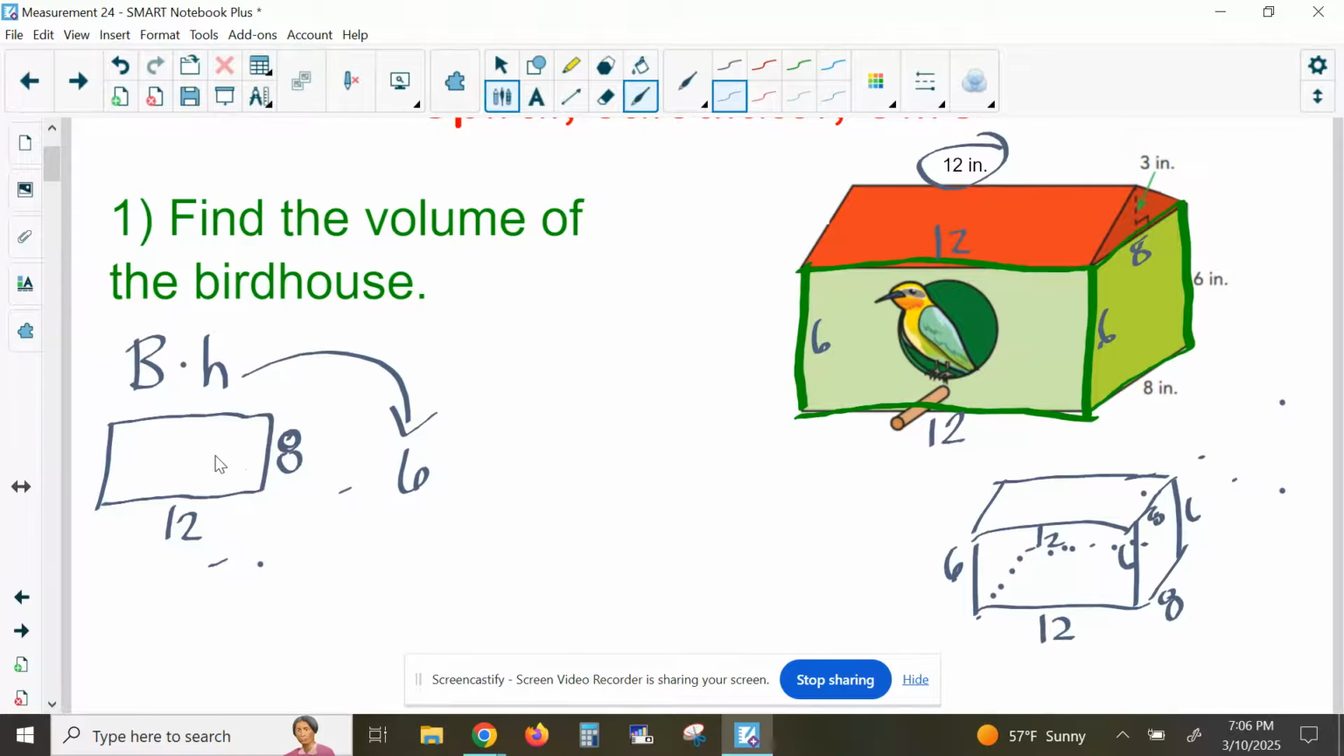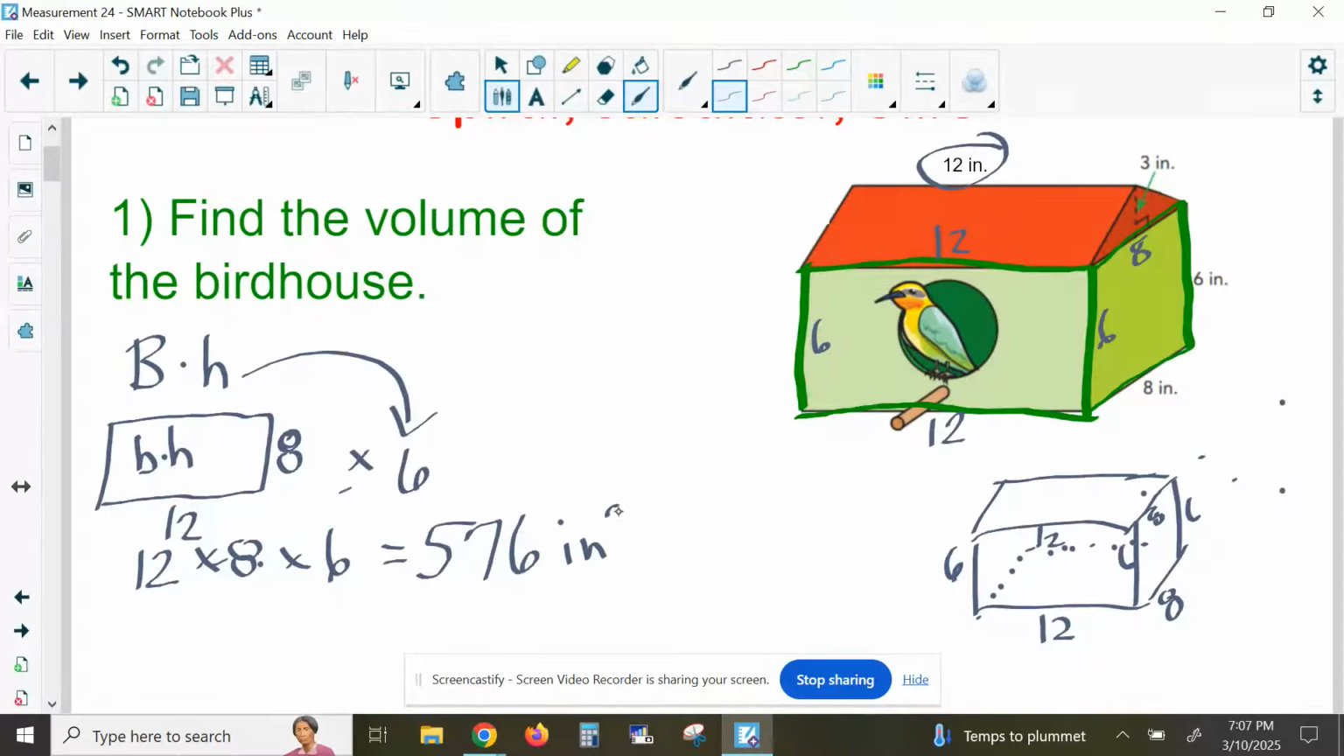Now, since this is a rectangle, we know the formula is base times height. Little b we're talking about. So that would be a 12 times an 8. So for this big bottom, we'd be doing 12 times 8. And then we would have to times it by the height, which is 6. So 12 times 8 times 6 is going to give us the volume of that bottom box part of our birdhouse. 12 times 8 times 6, and I got 576. And that is inches cubed. Remember, volume is 3-dimensional, so it's going to be to the 3rd power. So that is the bottom box.